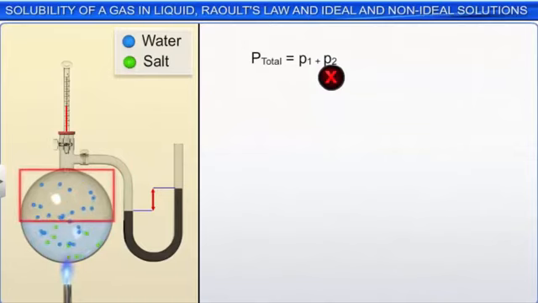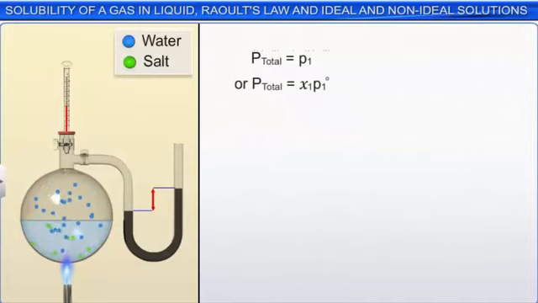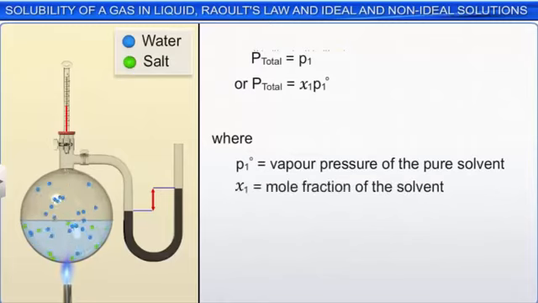Thus, the vapor pressure of the solution will be the vapor pressure due to the solvent only. That is, P total is equal to P1, or P total is equal to x1 P1 naught, where P1 naught is the vapor pressure of the pure solvent at a particular temperature and x1 is the mole fraction of the solvent 1.